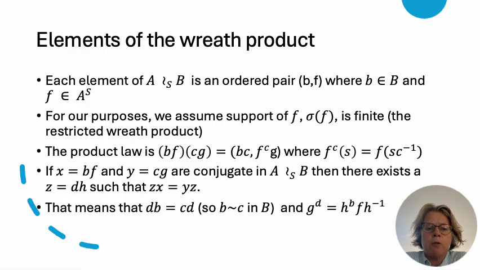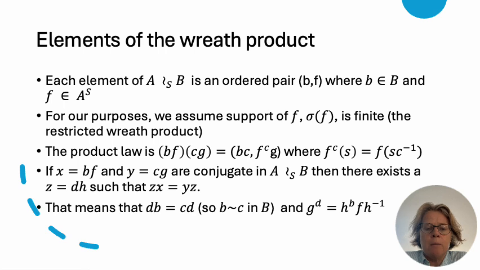So each element of the wreath product is an ordered pair with one element of B and one element of A^S, or f. And for our purposes, we always assume that the support of f, which is the elements of f that are not equal to the identity, is finite. So we've only got a finite number of non-identity elements in f, even if S is infinite. And the product law, or the combination of two elements of W, is as set out there.